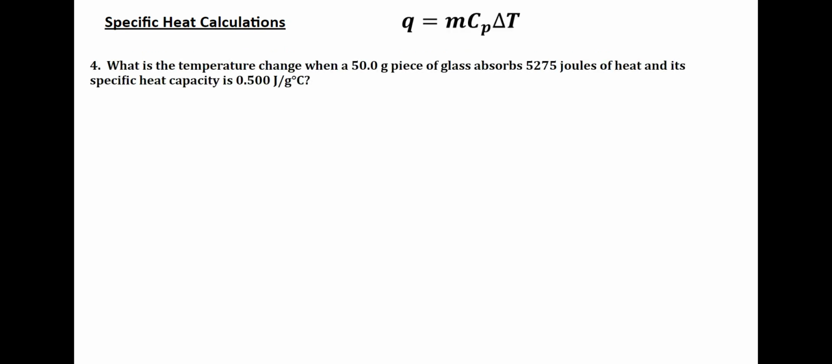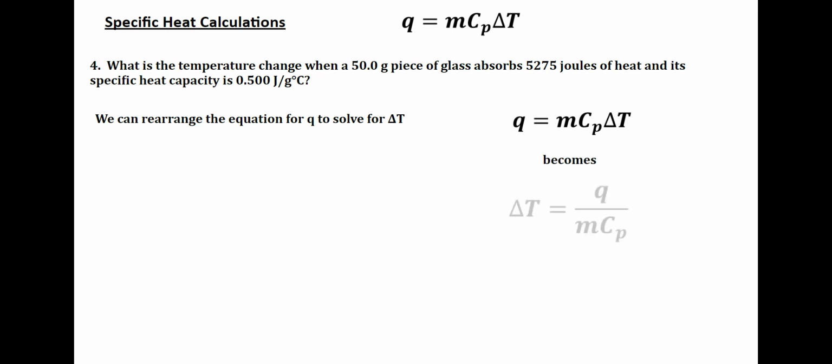The next problem says, what's the temperature change when a 50-gram piece of glass absorbs or gains 5,275 joules of heat if its specific heat capacity is 0.5 joules per gram per degree Celsius? Okay, so what we need to do here is rearrange our equation for Q and solve it for delta T. Q is equal to mCp delta T, and that becomes delta T is equal to Q divided by mCp.